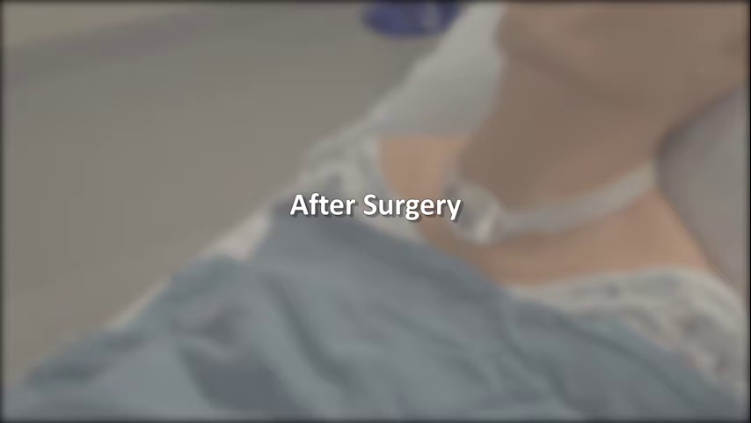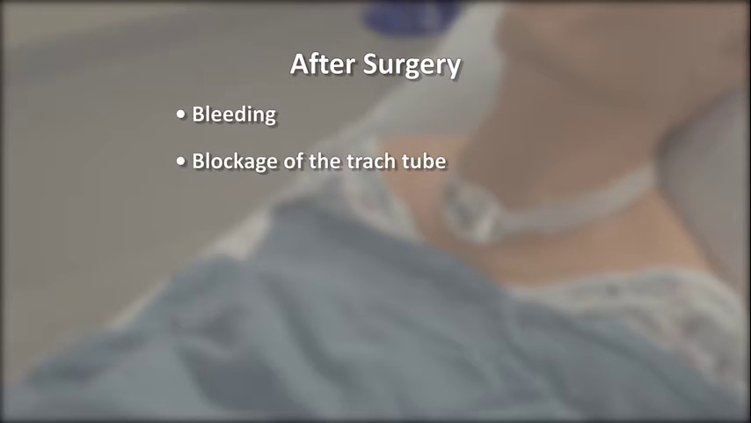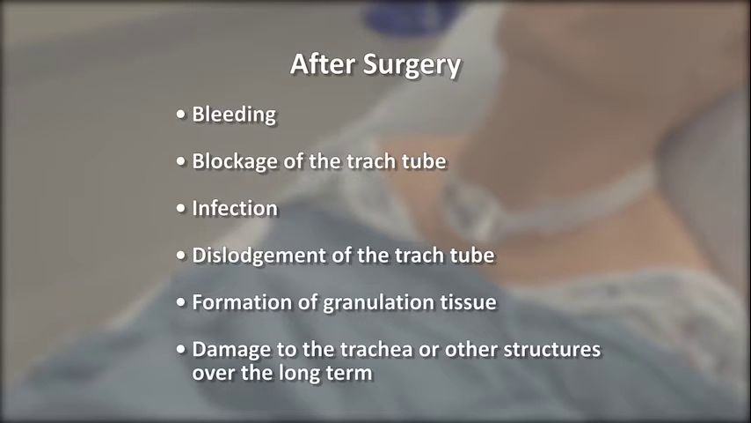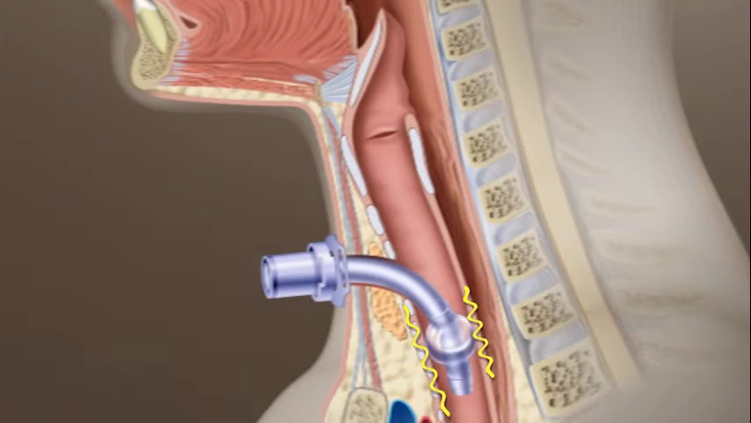Complications that occur after a surgical procedure are called post-surgical complications or delayed complications and occur in less than 15% of patients. The most common complications are listed here: bleeding, blockage of the trach tube with mucus called mucus plugging, infection of the trach site called tracheitis, accidental displacement of the trach tube out of proper position called accidental decannulation, formation of reactive tissue around the trach site called granulation tissue, damage to the tissues of the trachea and nearby structures due to the chronic presence of the trach tube. This can cause scarring and narrowing of the trachea or weakening of the tracheal walls over time.